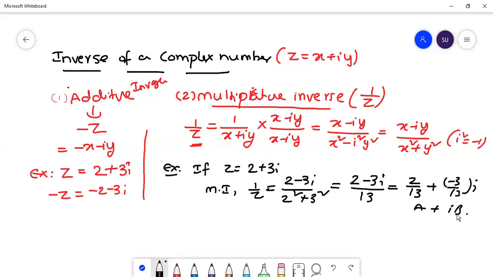I hope you understood the difference between additive inverse and multiplicative inverse. Additive inverse means simply negative of the complex number. Multiplicative inverse is reciprocal, that is 1 by z.